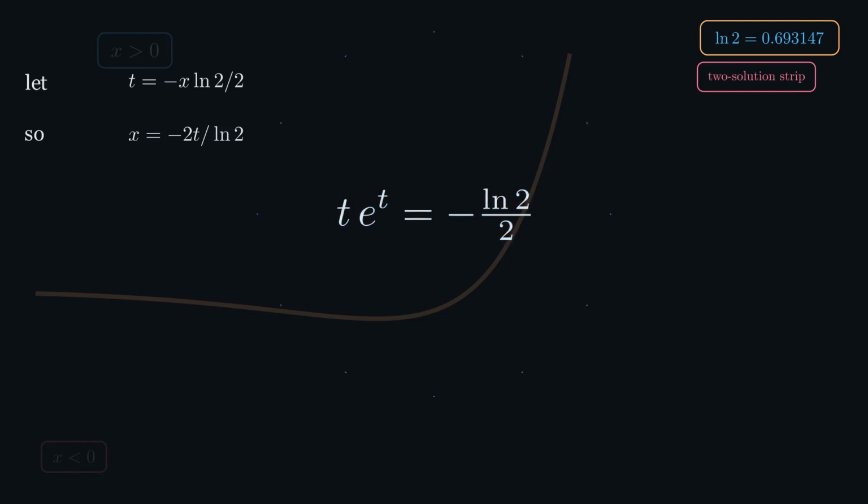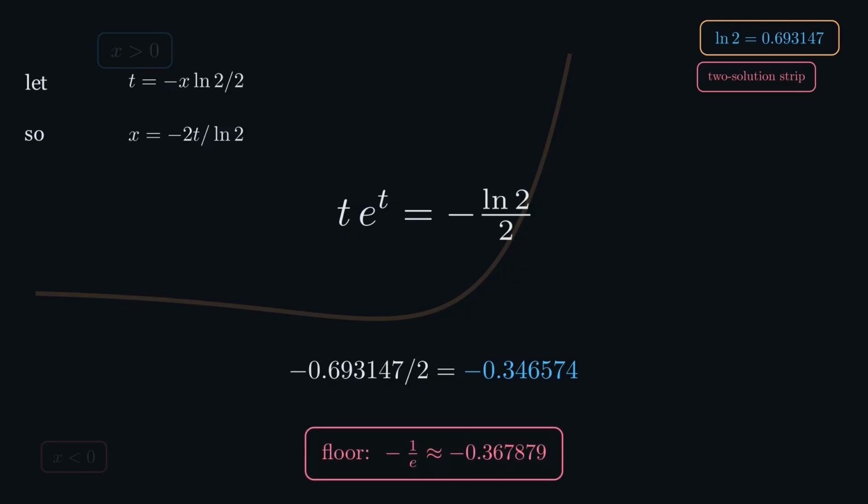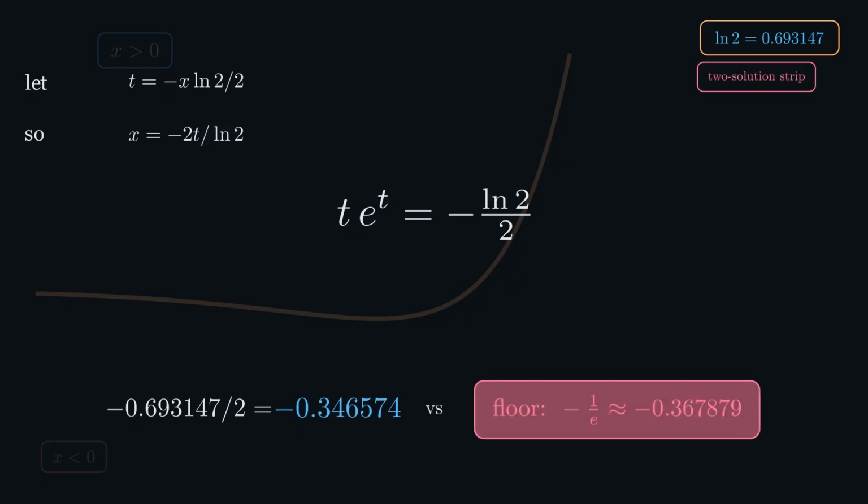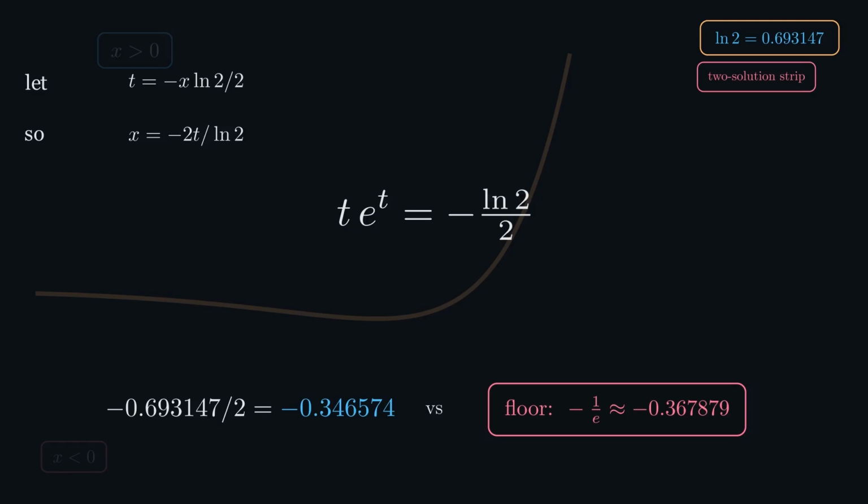There it is, our function's signature shape. And the target number is negative 0.693147 over 2, negative 0.346574. Now, the law. Nothing goes below negative 1 over e, which is negative 0.367879. Is our target above the floor? Negative 0.346574 versus negative 0.367879. Yes, above the floor, below 0.